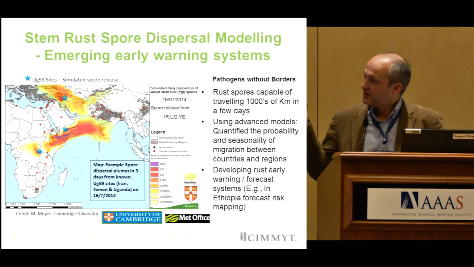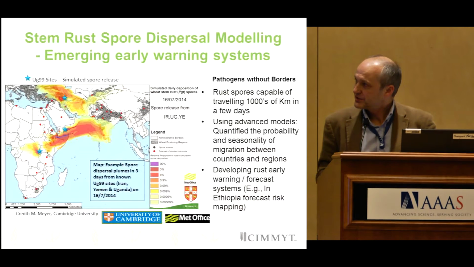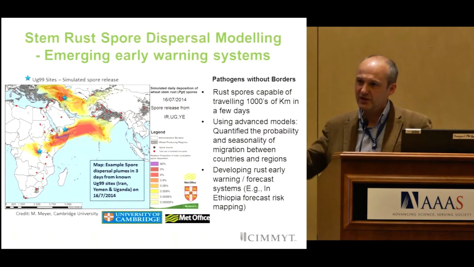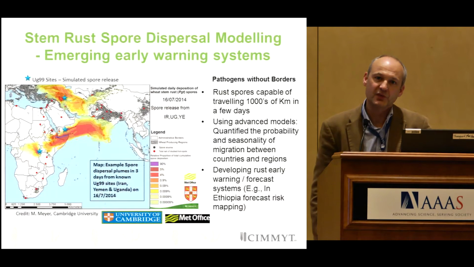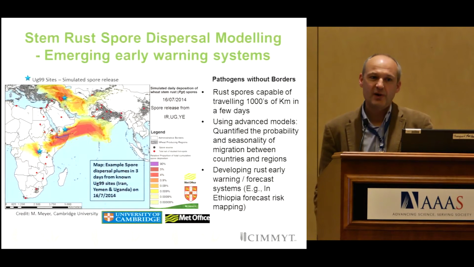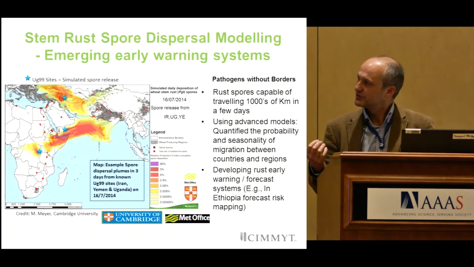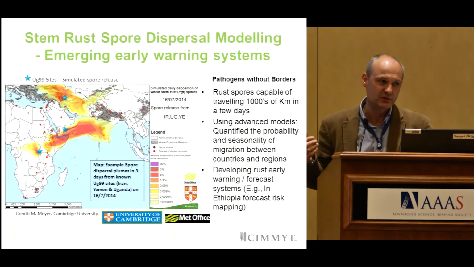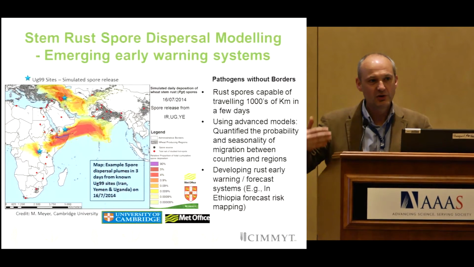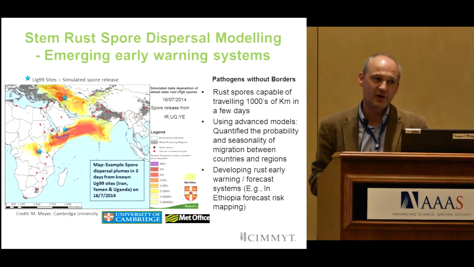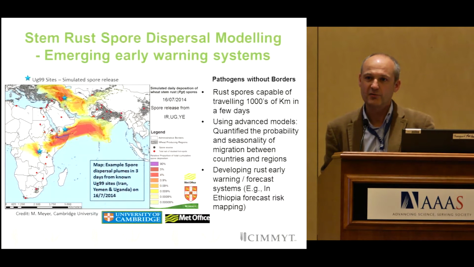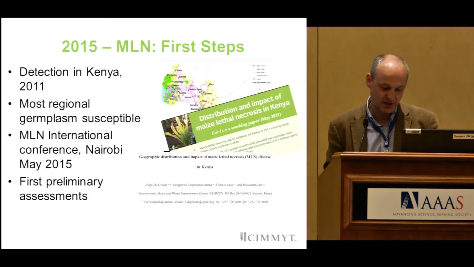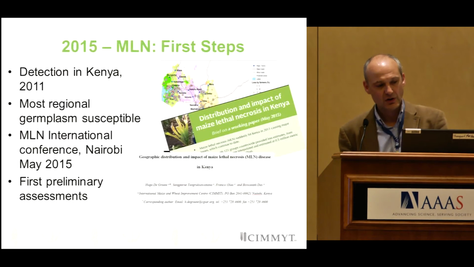The dispersal, the early warning stuff, so this links with Cambridge University and the Met Office in the UK. This is really top-end dispersal modelling. Basically, it's now allowing us to get a handle on the probability of movements between different areas, to do forecast risk mapping, which we're just starting up in Ethiopia. So really nice collaboration, and there's some interesting things coming out of this work.